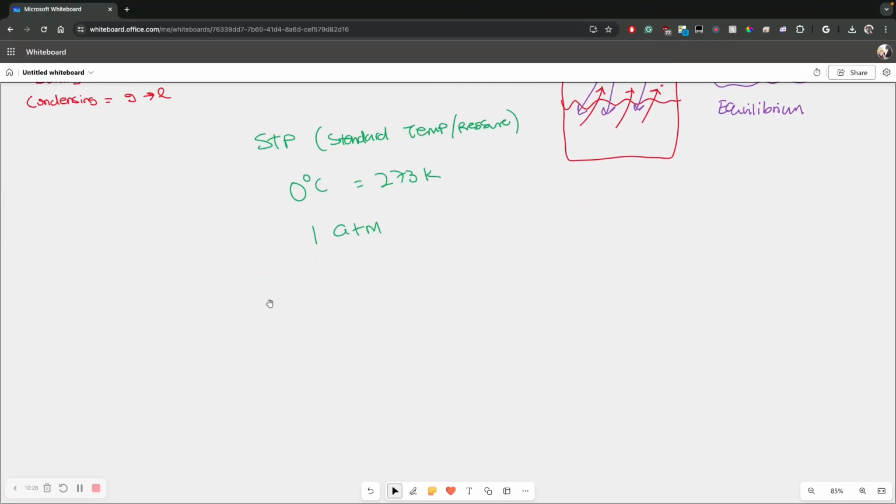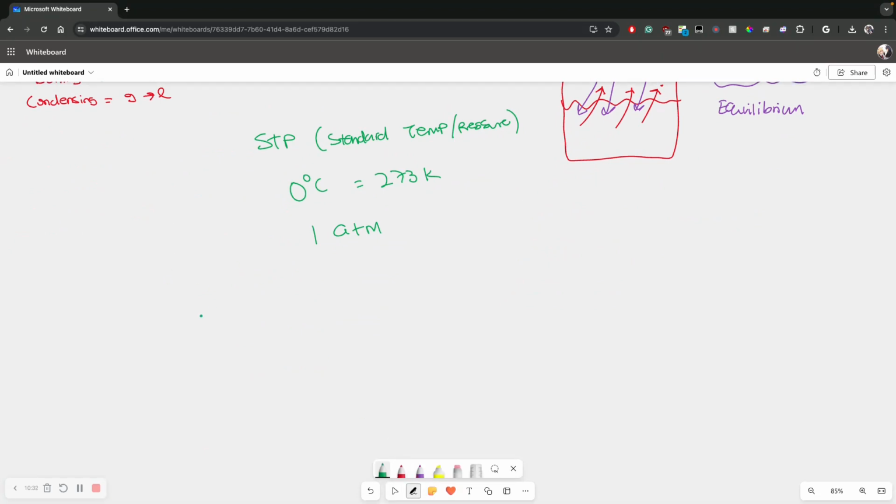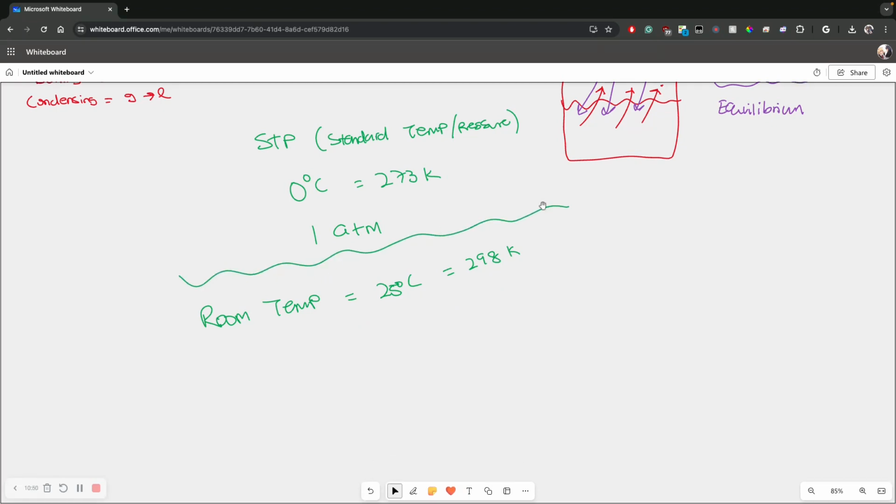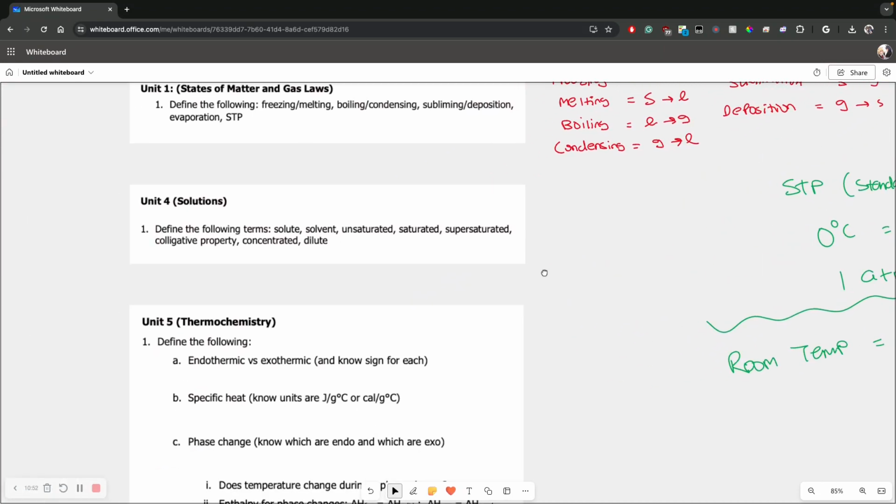A lot of people get it confused with room temperature, which is 25 degrees Celsius. So if someone asks you about room temperature, that's not STP. Room temperature is considered 25 degrees Celsius, which is 298 Kelvin. So just keep that in mind. Remember, just draw a line in between that. Don't get it confused. Standard temperature is different than room temperature.